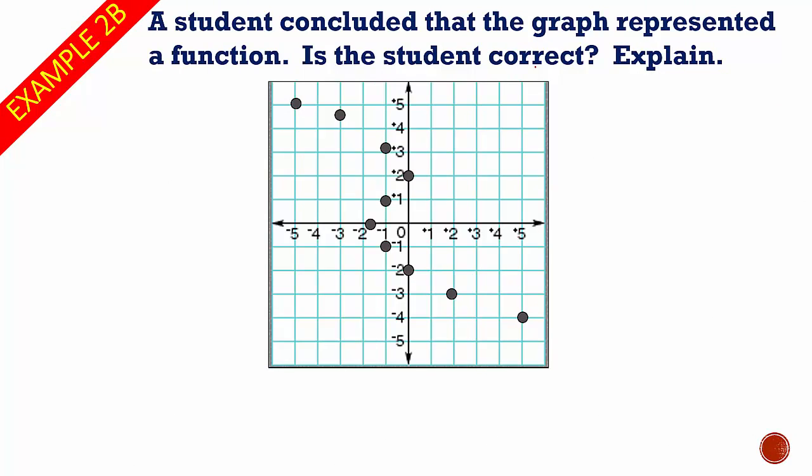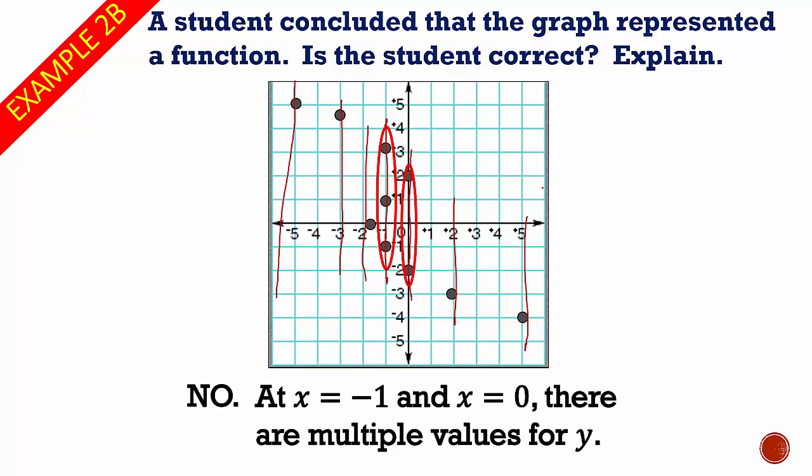Student concluded that the graph represented a function. Is the student correct? In this case, so here, nothing else, nothing else, nothing else. This one though, look at that, and then look there. Okay, all those are good except for these right here. Both sets have multiple spots. So no, that is not a function because at x equals -1 and x equals 0, there are multiple values for y. So again, be aware of this explanation. Okay, when it asks you to explain, you need to make sure you're doing that.